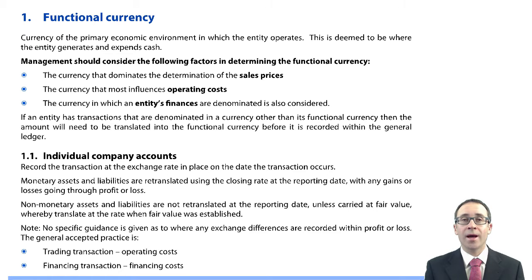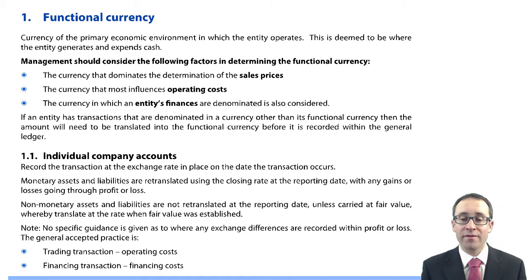Let's go through and have a look at the functional currency. Now, the functional currency looks at what currency we prepare our financial statements in. It's not as simple as saying you're a UK company, so prepare your financial statements in pound sterling, or you're a US company, so prepare them in dollars. There's a little bit more to it. There are actually detailed rules within IAS 21 that determine the functional currency of your entity.